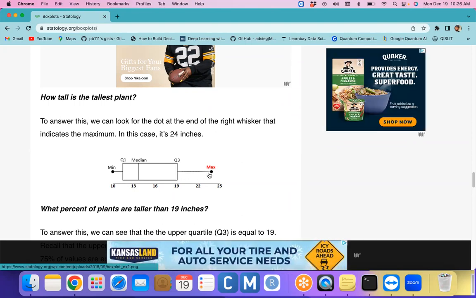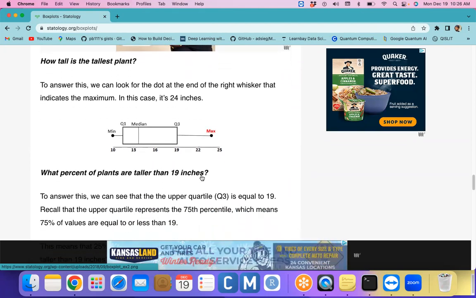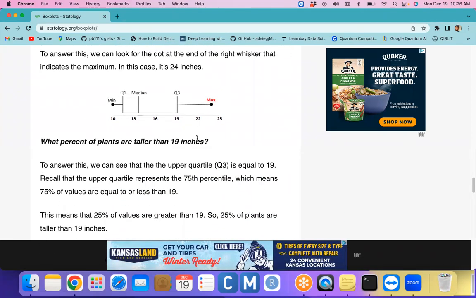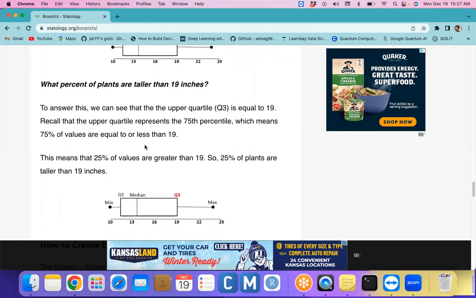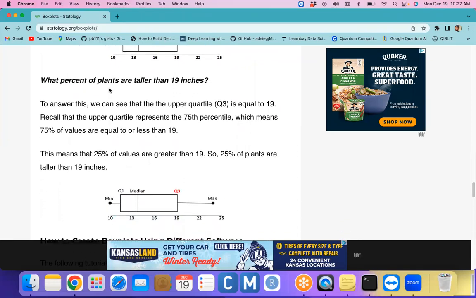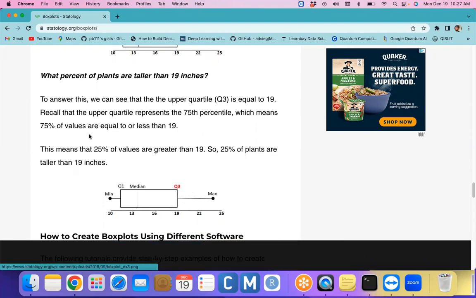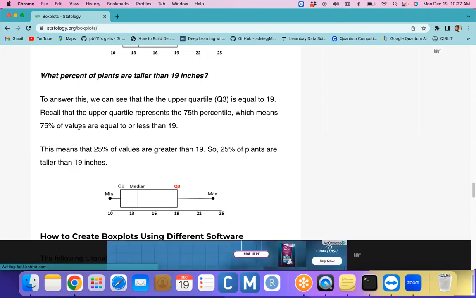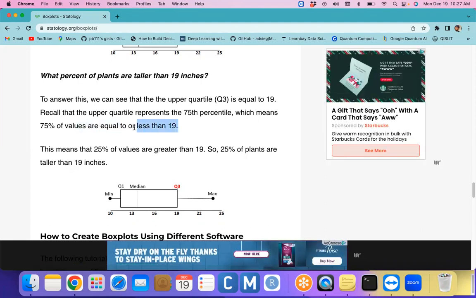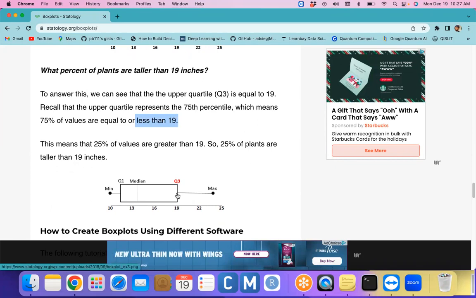Maybe this is the outlier, maybe there might be a chance of getting outliers. So what percent of the plants are taller than the 19? In the sense, the distance, the number of points between the 19 and this 22, that we're calling a percentage. With the help of this one we can calculate what percent of the data. It means 25 percent, which means that 75% are equal or less than the 19. So that means less than the 19, there are 75% of the elements.